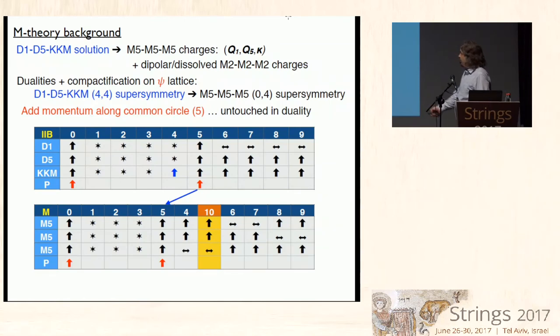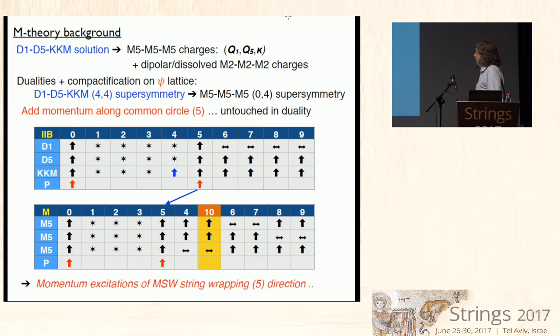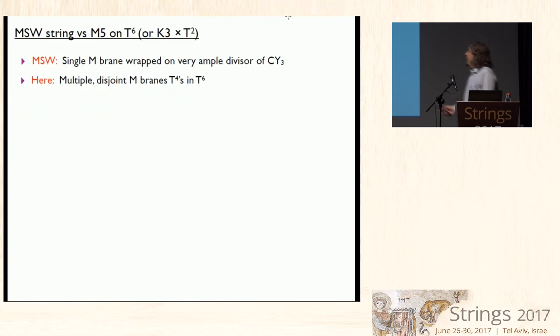It was here, and it was completely unaffected by this transition. And so now we have something that looks very much like the MSW string, but not quite. We're not quite there yet. So MSW, if you remember, is a single M5 brane wrapped on an extremely complicated divisor in a Calabi-Yau threefold. And here I've got multiple disjoint M5 branes on T4s and T6s.